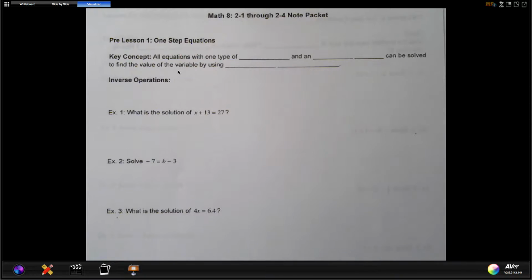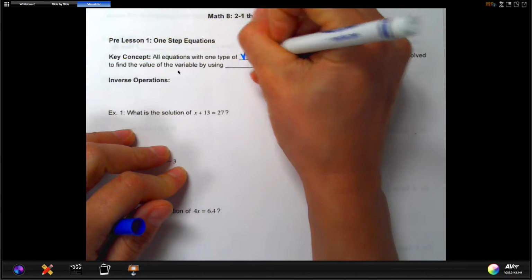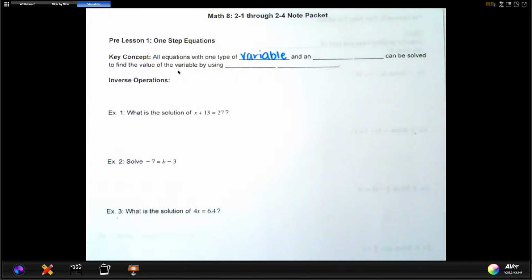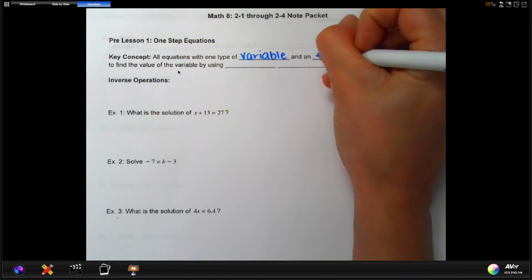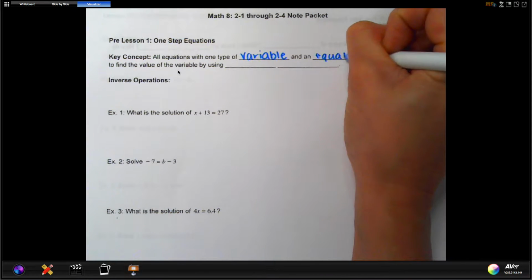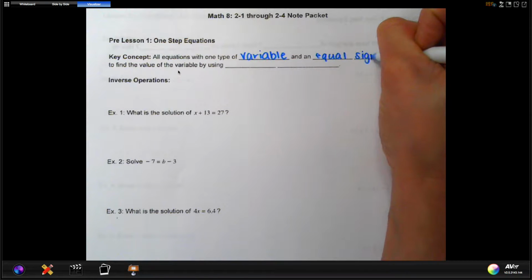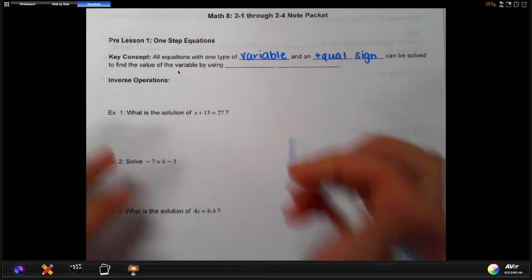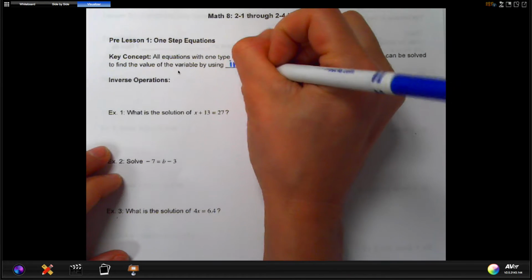The reason they're called one-step equations is because they should be able to be solved in one step. Our key concept today is this: all equations with one type of variable and an equal sign can be solved to find the value of the variable by using inverse operations.